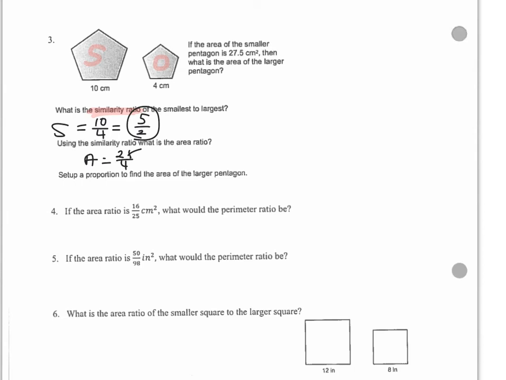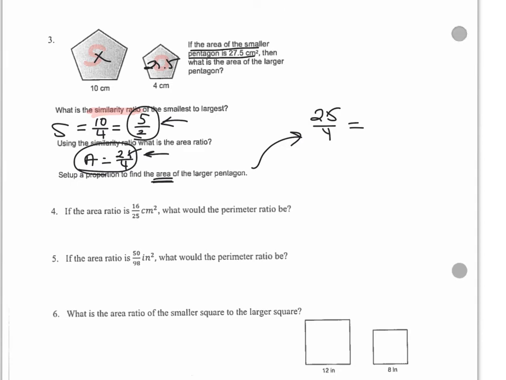So now it says, set up a proportion to find the area of the larger pentagon. So since I'm looking for area, do you think I want to use the similarity ratio or the area ratio to start out with? Well, since I'm using area, I want to start with the area ratio. So 25 over 4. So now I got to come up here and I got to look. It says the area of the smaller pentagon is 27.5. What is the area of the larger one?